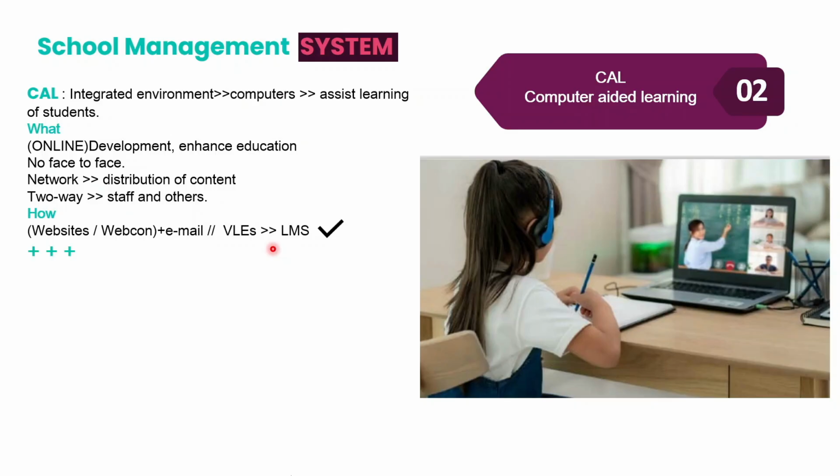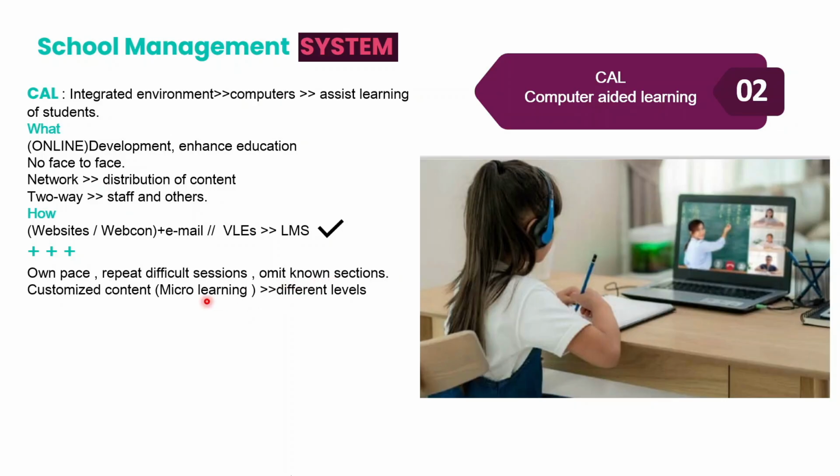Now, what are the advantages? Well, the students will learn at their own pace. So they can repeat the sections where they found difficulty, which means all these lessons will be recorded. They can omit the sections that they already know, and this also can provide customized materials for each individual. And this will help teachers and students to do something called micro learning. The courses or the lessons will be designed for different levels of students. This will also have the filter of the grades.